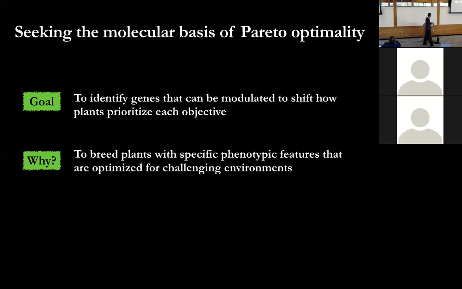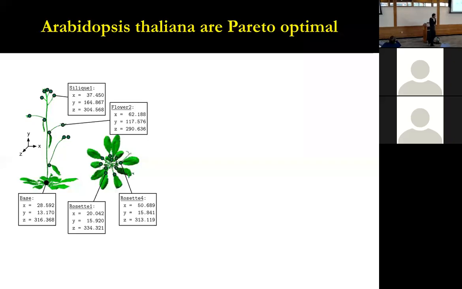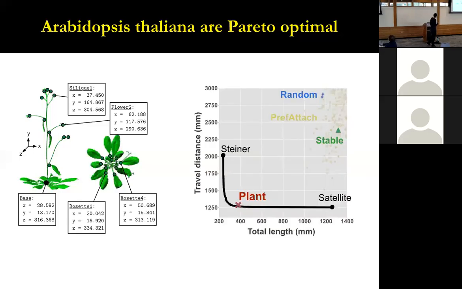And to get at this, what we turned to was Arabidopsis, just because of the genetics and all the mutants that are very widely available, and because Salk has a lot of support for studying Arabidopsis. So first we tested our theory on them. Again, these are scans of Arabidopsis. We did the same exact analysis that I described on these. So we took the base, and all the flowers, siliques, and rosettes as these terminal points. And you can see this Pareto diagram here. Again, this plant is very close to this curve, and all these other architectures are pretty far away. So this is another species that seems to work by this idea.